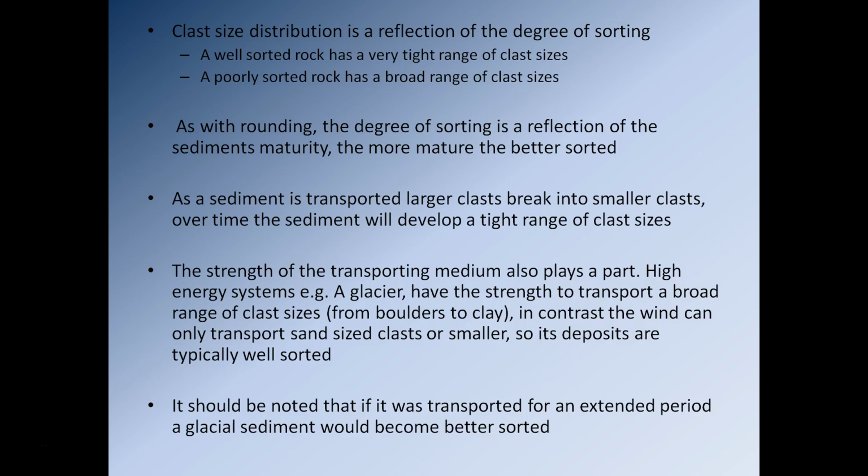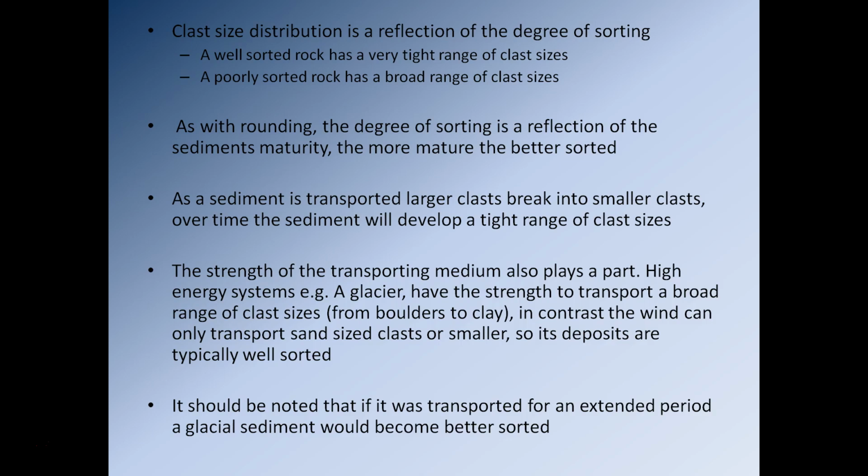Once again, the strength of the transporting medium also plays a part. So in high energy systems, like a glacier, glaciers are extremely high energy. They can transport everything from clays all the way up to massive boulders the size of four-bedroom houses. So they have the strength to transport a broad range of clast sizes. So that typically means the sediment that's produced by a glacier will have a very, very poorly sorted clast size distribution. They'll have everything from small clasts all the way up to very, very large clasts.